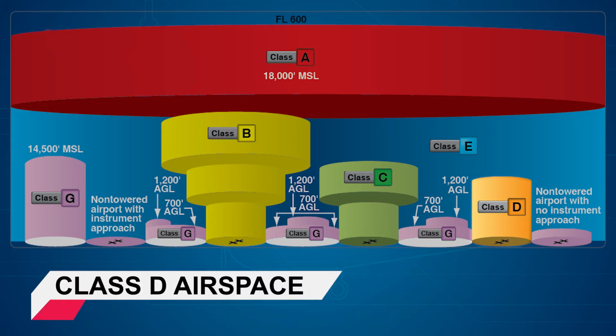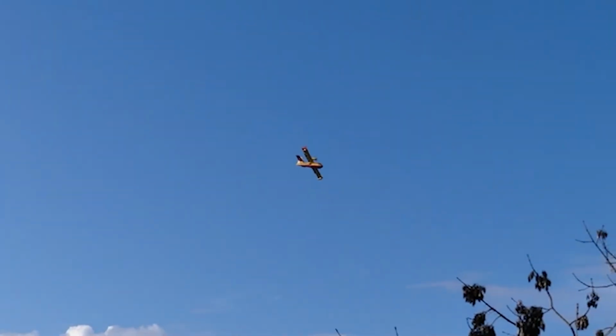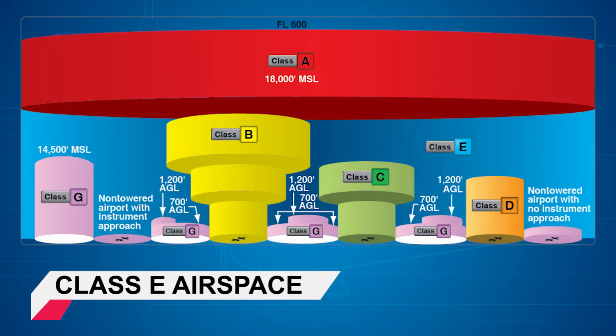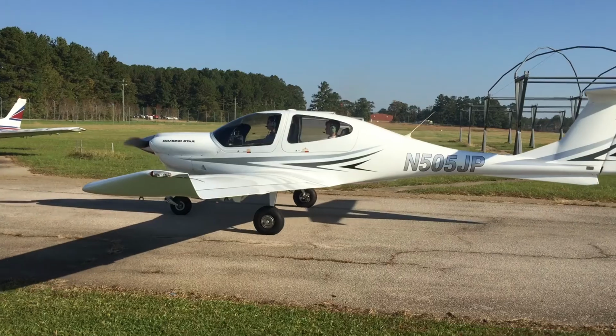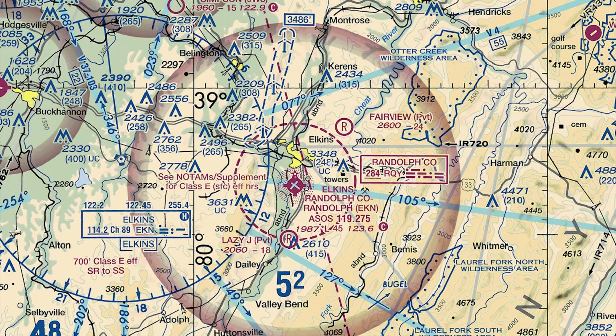Class D airspace surrounds airports that have an operating control tower, but it's not as busy as B or C. You can identify Class D airspace on the chart by looking for the dashed blue circles. Class E airspace is any controlled airspace that is usually associated with an airport without a control tower. This airspace may be located at an airport or above an airport, but does not reach the surface.